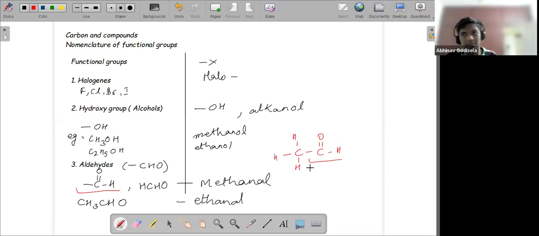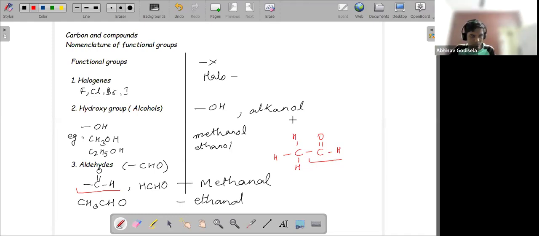And also write the name. Abhinav. Abhinav is showing? Yeah, Abhinav. All right. Yes, one minute. Correct. CH3, CH2, CHO. Yeah, it's correct. Propanol. All right, Abhinav, it's correct.